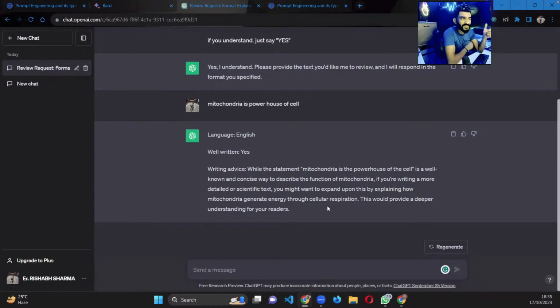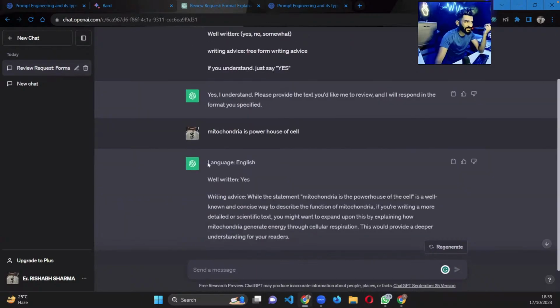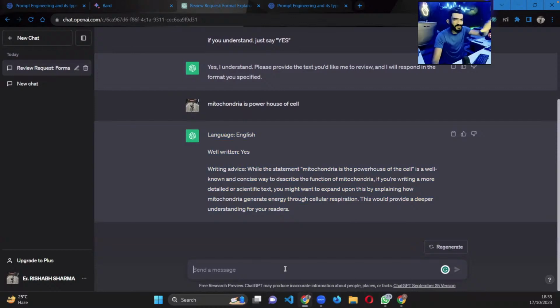Now what prompt priming is, basically, I have given some set of instructions, right? And I have told him that okay, this is the format in which I want my output, right? So yes, it has given me the output in that particular format only. Let us try with some other language.